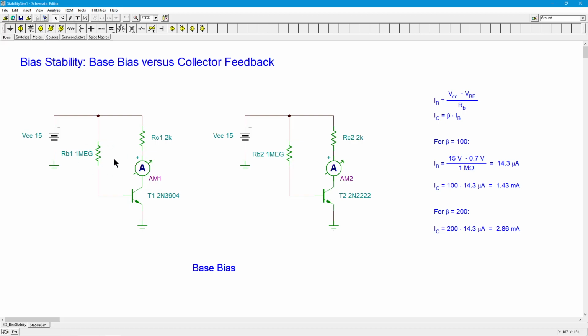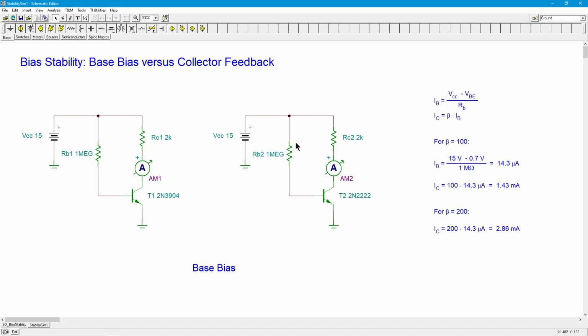Multiply that current by the beta, and that will tell you what the collector current is, as long as the transistor is in the linear operation region. If it's in saturation, all bets are off. These are in linear operation. There's no saturation, so that's all we have to do. So I just threw some values in here. There's the 15 volts, 0.7 for the VBE, and the 1 meg bias resistor. So we expect 14.3 microamps in both of these circuits for the base, RB1 and RB2.